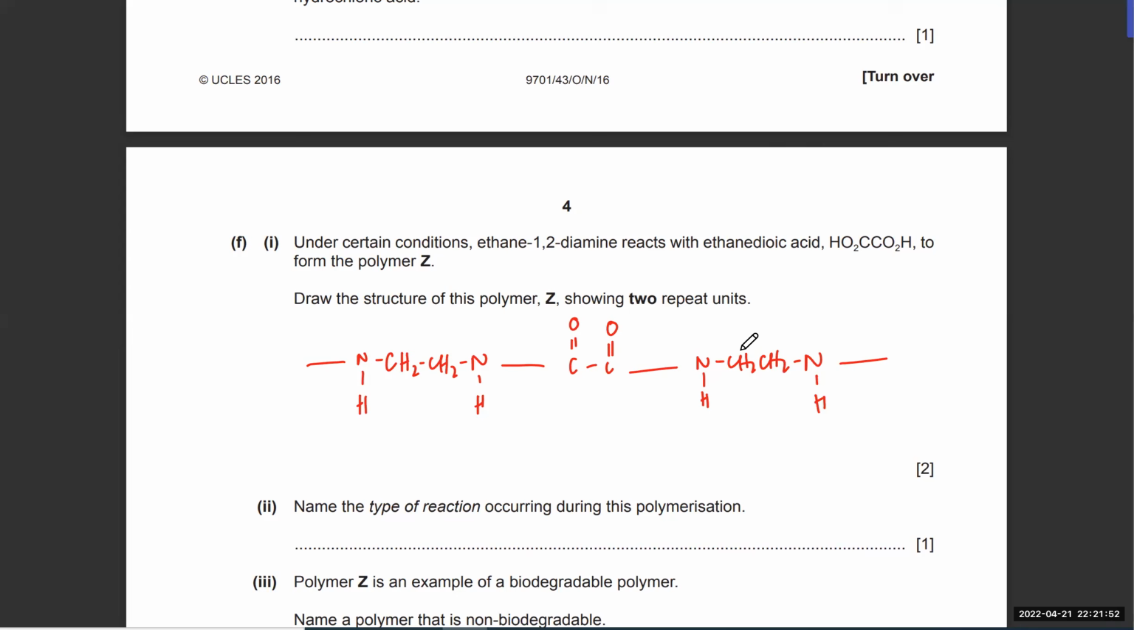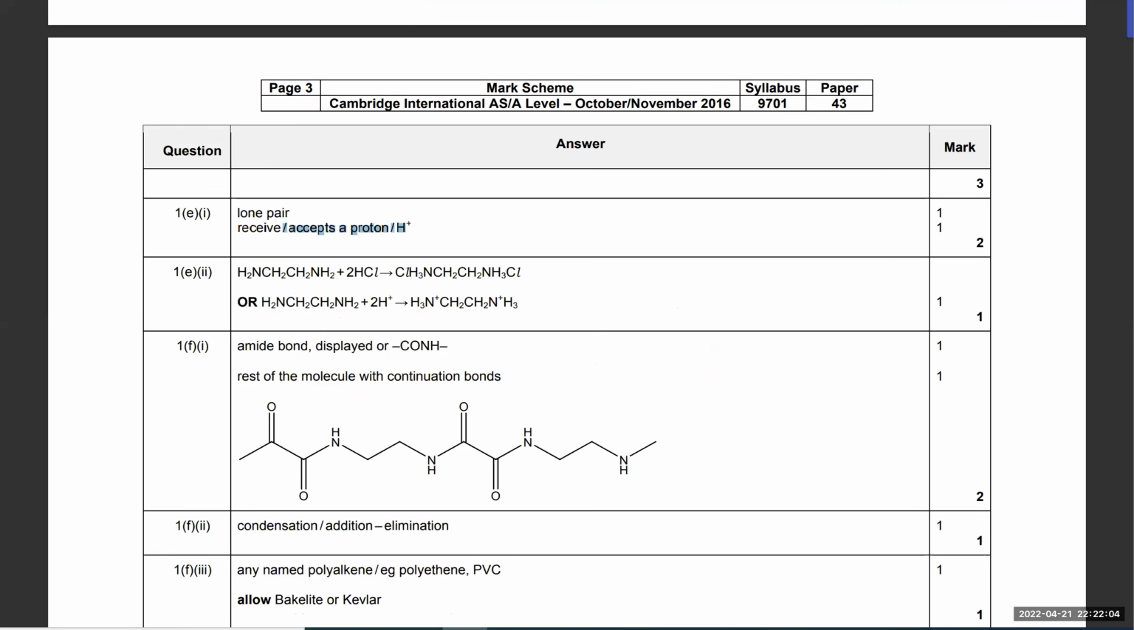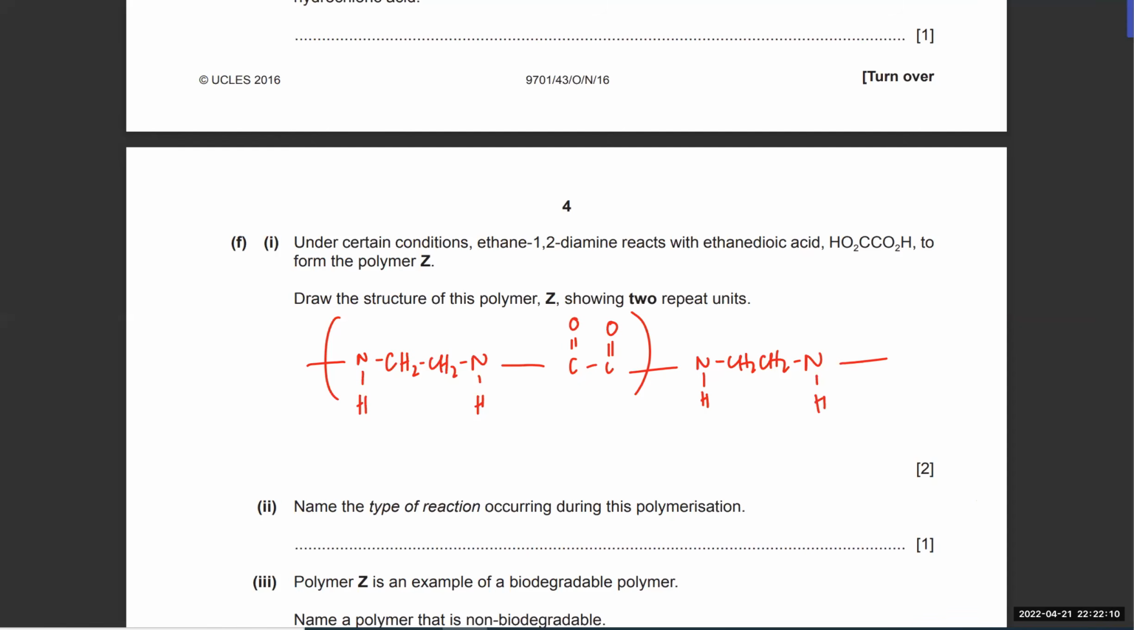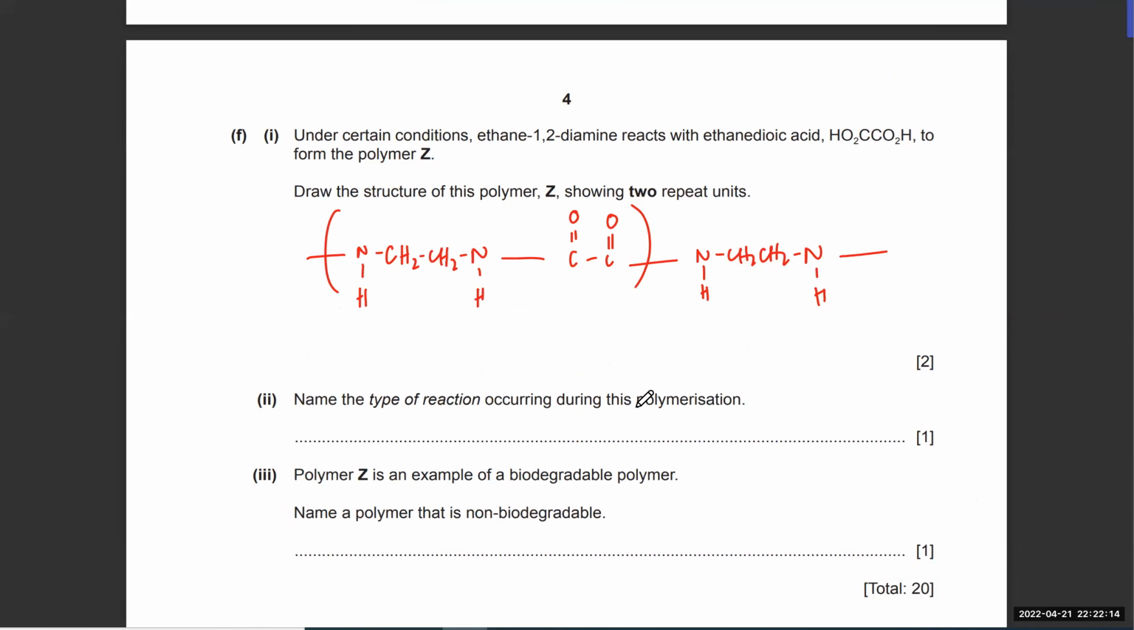You should have drawn a fourth one as well because they were asking for 2 repeat units. Remember, this entire thing is 1 repeat unit. This thing gets repeated after that, so you should have drawn 4 of them. Okay, let's check that. That's 4. They've drawn a skeletal formula, but that's kind of the same thing. They didn't actually ask for the skeletal formula. They just asked for the structure. So both of them would be acceptable.